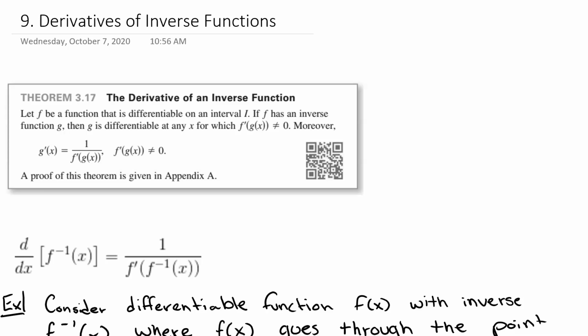Today we're going to look at some examples and the definition of derivatives of inverse functions. So this is like your I do section.